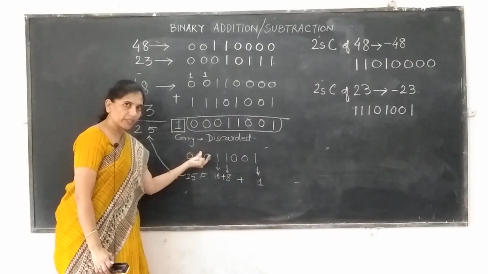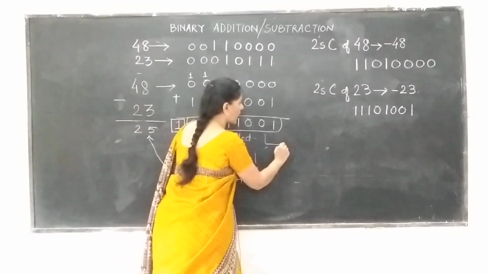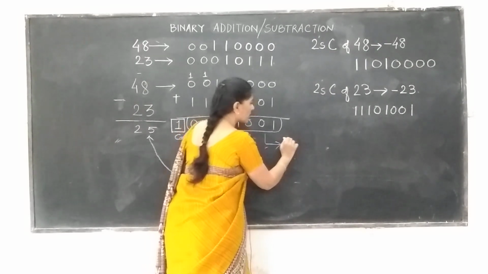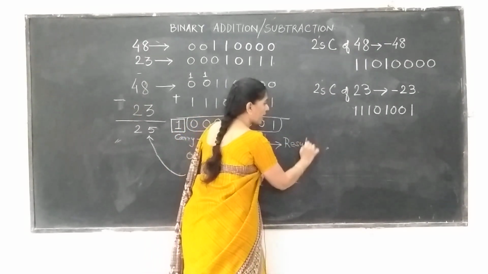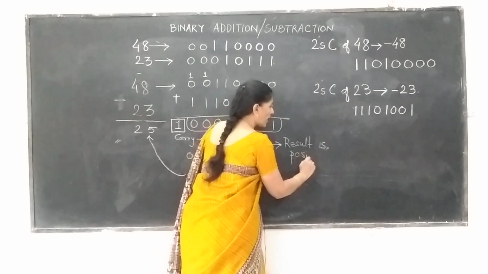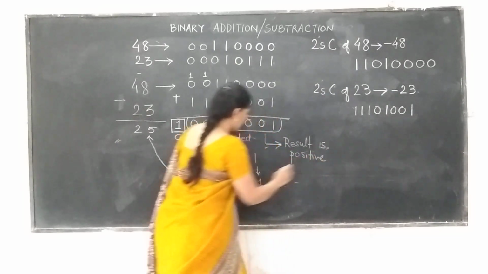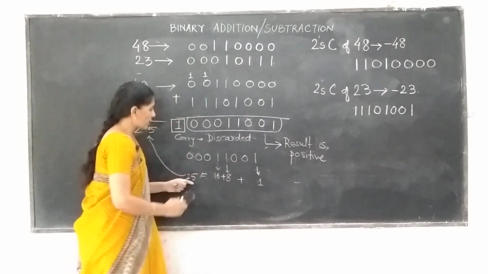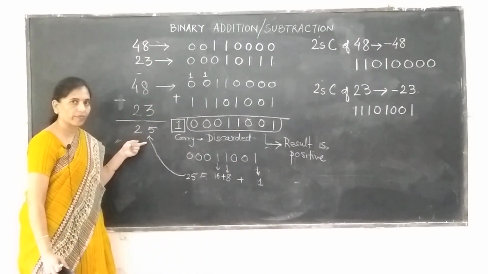The carry has to be discarded, and this result represents that the result of 48 minus 23 is positive and to be taken as it is in the binary form. So the resultant is plus 25.